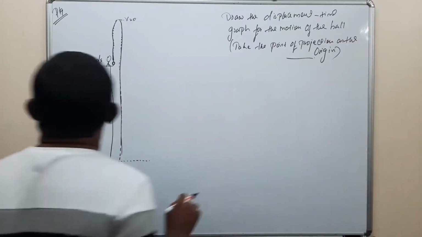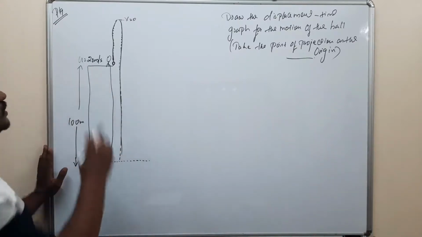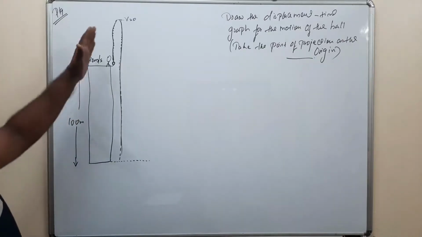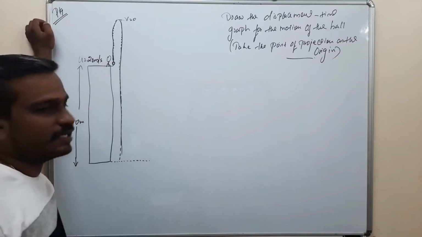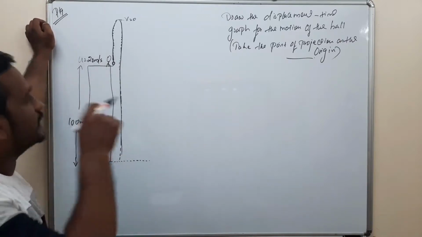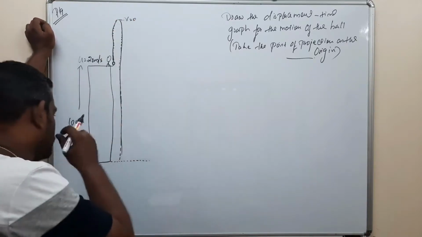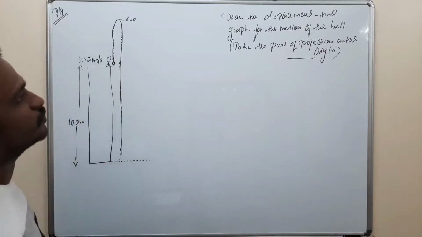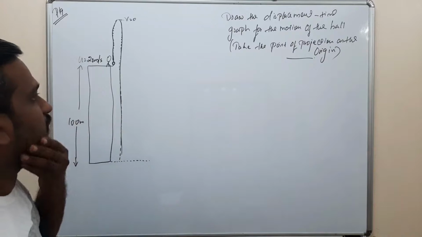So this is a tower of height 100 meter. A boy is standing on the top of the tower. He projected a ball vertically upwards with an initial velocity of 20 meter per second. So this is the trajectory of the ball. As the ball goes upwards, the velocity decreases and it reaches a maximum point where the velocity becomes 0, and after that the ball comes down to the original position and finally to the ground. So we have to draw the displacement time graph for the motion of the ball.